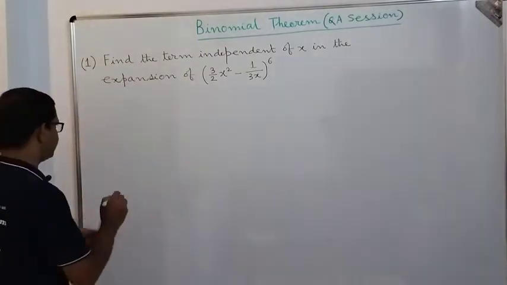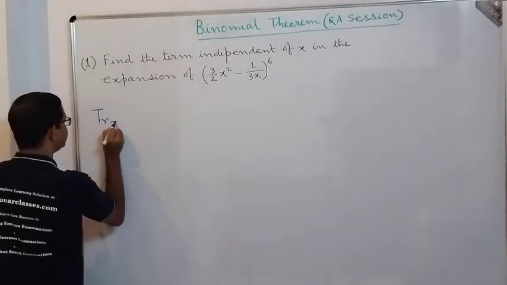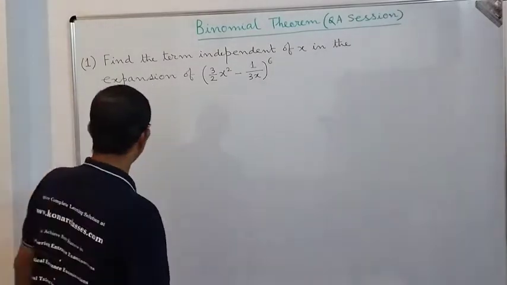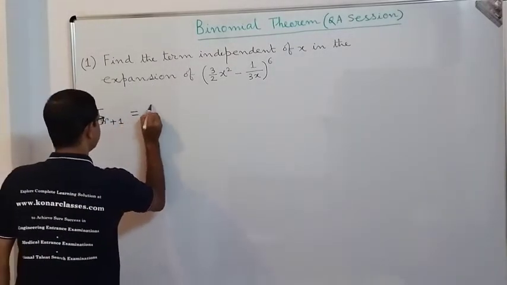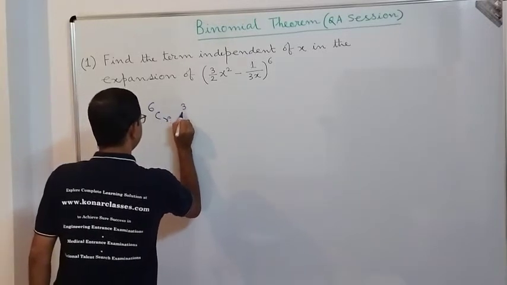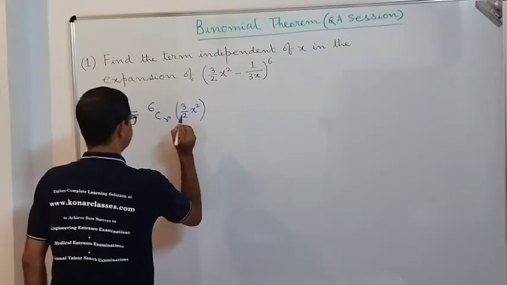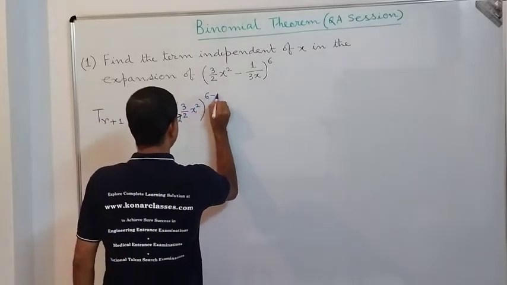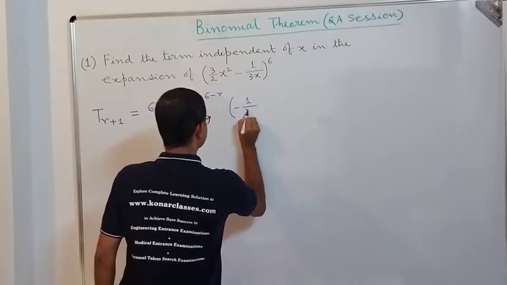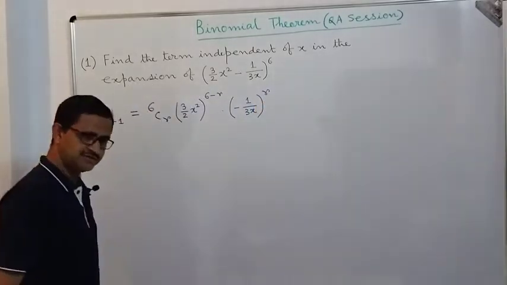Let the T(r+1)th term be the term which is independent of x. Then what is T(r+1)? T(r+1) is equal to 6Cr into (3/2 x^2)^(6-r) into (-1/(3x))^r. Correct? That is the (r+1)th term.